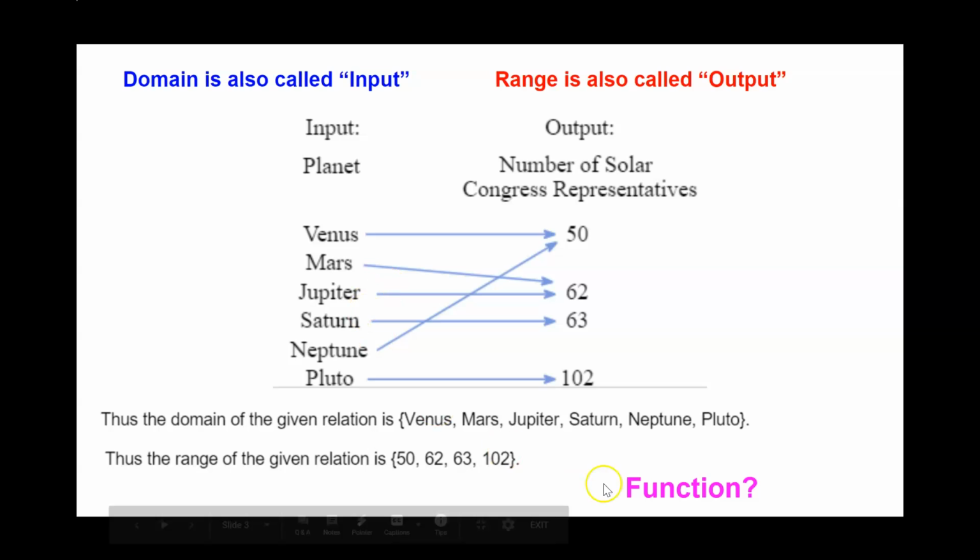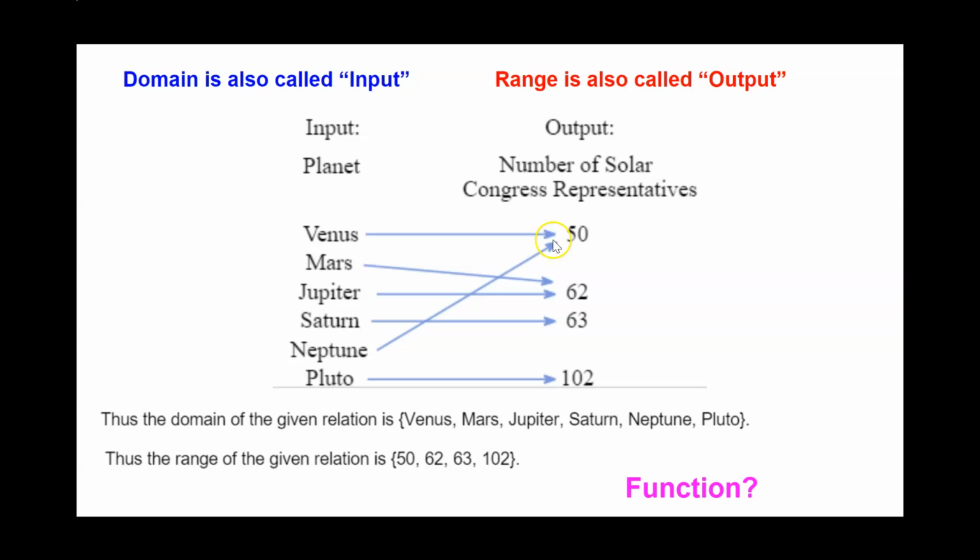For an example of one that would not be a function, if Venus left twice, so it went to 50 and then Venus went to 62. If you saw two arrows coming from Venus, then this whole input output would not be a function. So if it leaves one time, you put yes, it's a function. If you see it leave two or more times, or repeat two or more times, then no, it will not be a function.